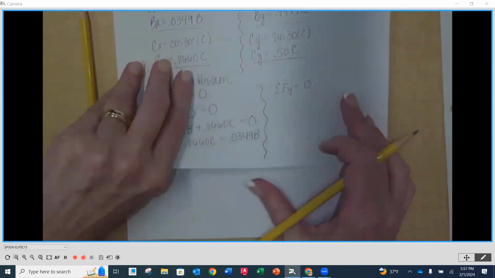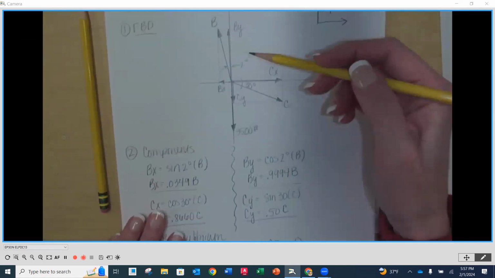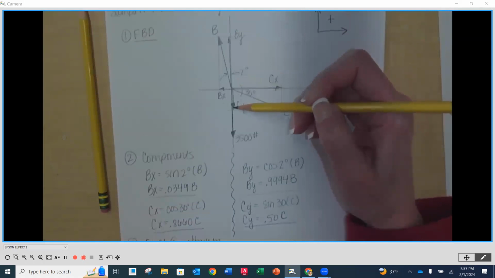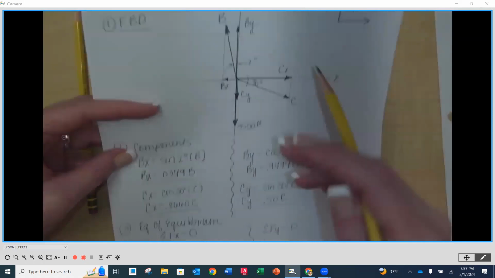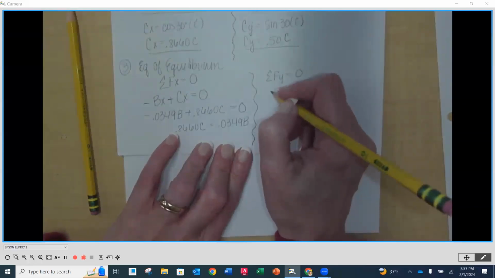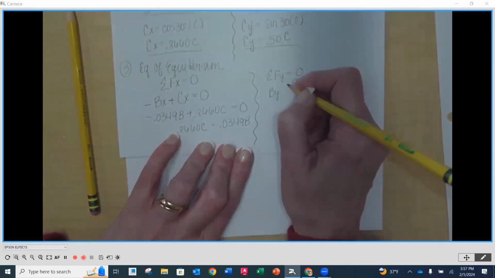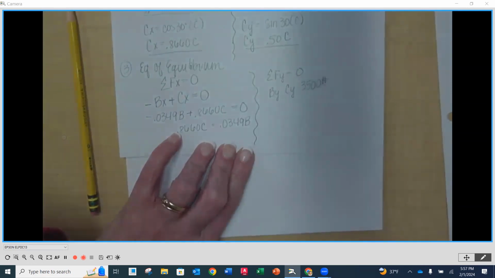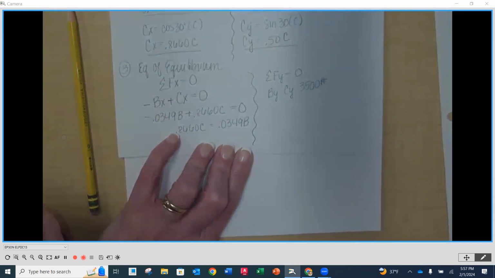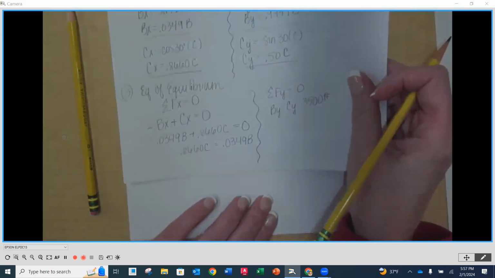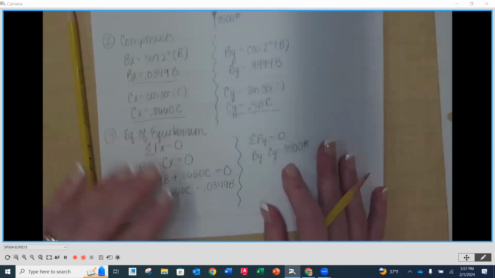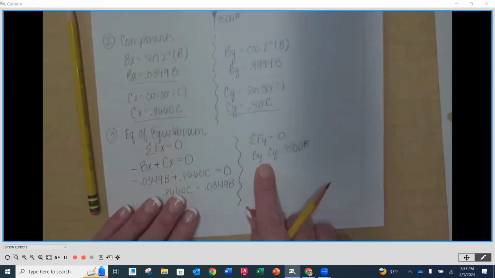So now I'm going to look back up at my diagram, and I'm going to notice that I have a BY, I have a CY, and I have a 3,500 pounds. So I'm going to put BY, CY, and 3,500 pounds. Make sure the units are in there. And before I go to the other side of the equation, put the signs in front of each one of those values that you think it's going to be. Put a sign in front of the BY, in front of the CY, and in front of the 3,500 pounds.